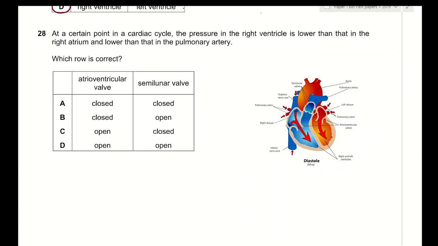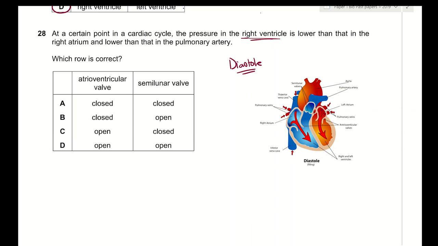Question 28. At a certain point in a cardiac cycle, the pressure in the right ventricle is lower than in the right atrium and lower than in the pulmonary artery. So if the pressure is low in the right ventricle, this means that now it's ventricular diastole. This phase is where the heart fills up with blood. Now, which row is correct? We're talking about the atrioventricular valve and semilunar valve.